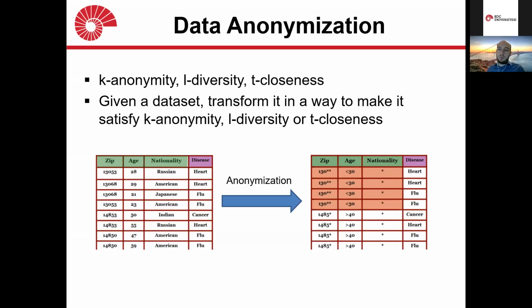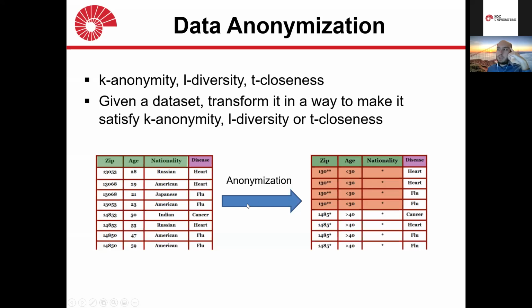There are different kinds of methods for anonymizing data. In order to talk about them, let me first say what we mean by data anonymization. Let's say that we have this original data that is shown on the left here. This is tabular data with different columns, and each row corresponds to one individual. An individual comes from a certain zip code, has a certain age, a certain nationality, and some disease. Let's say this is a hospital data set.